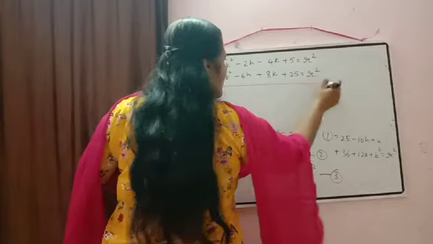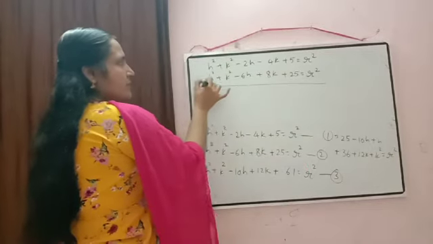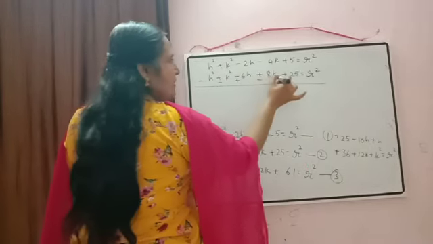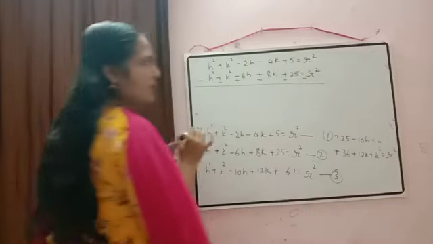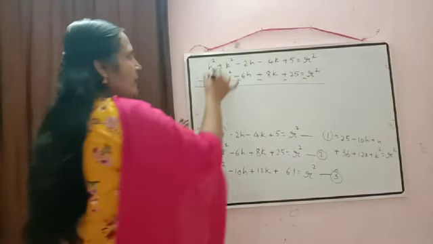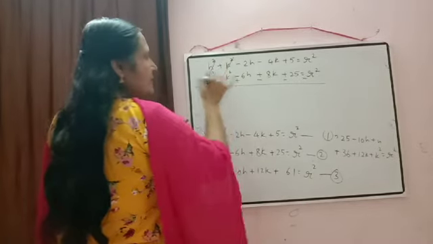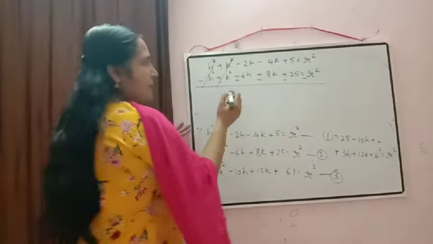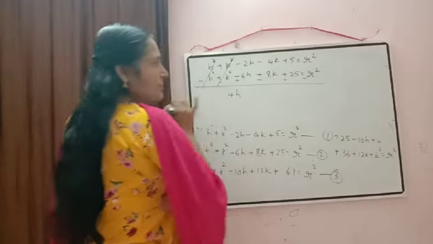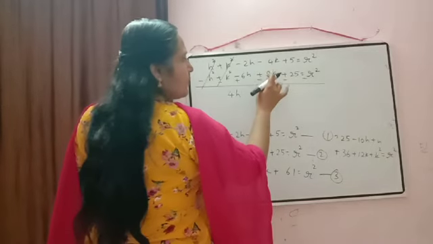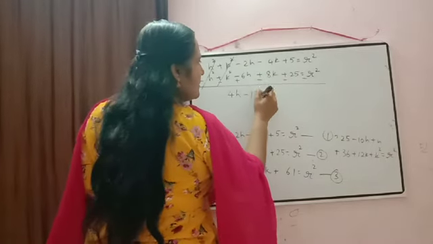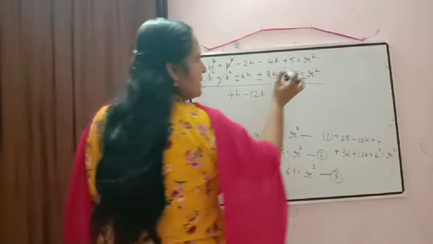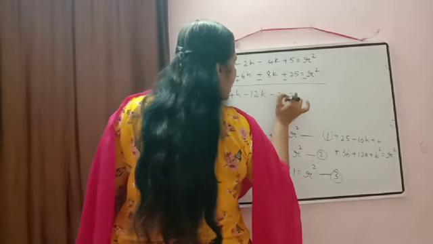So we are doing the subtraction. When we do the subtraction, sign will change here. Positive will become negative, negative will become positive. h square minus h square cancel, k square minus k square cancelled, minus 2h plus 6h, so we will get here plus 4h. Minus 4k minus 8k will be equal to minus 12k. 5 minus 25 is minus 20, is equal to 0.